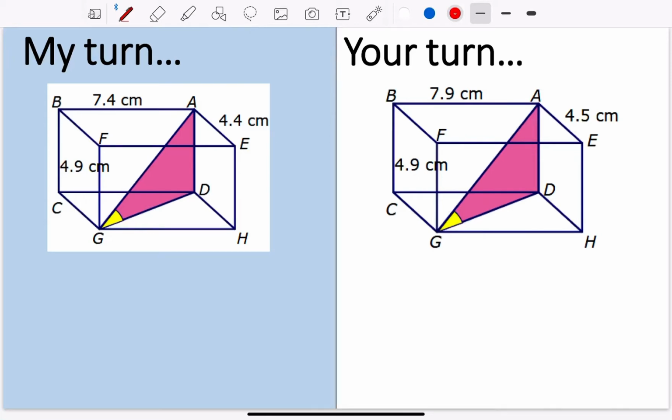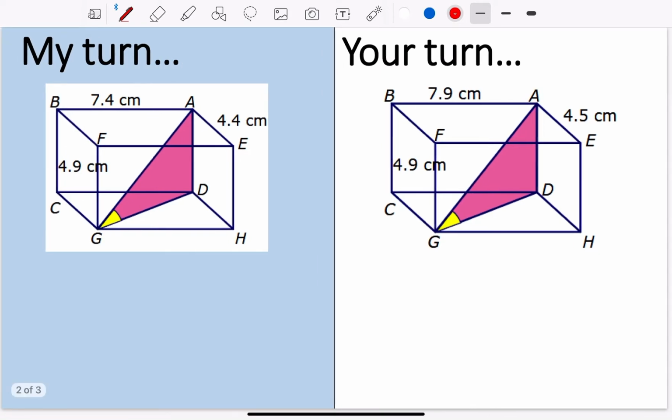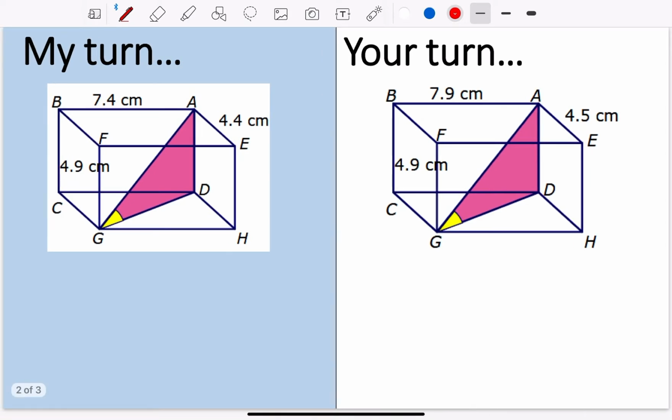My turn. For this question, we're going to need to use a combination of trigonometry and Pythagoras' theorem to help us find a missing value. In this case, we're looking for the angle that has been highlighted in yellow. So to start off with, there's a couple of approaches here, but what I'm going to start off with, similarly to how we've tackled Pythagoras in 3D, I'm going to look for this length here.